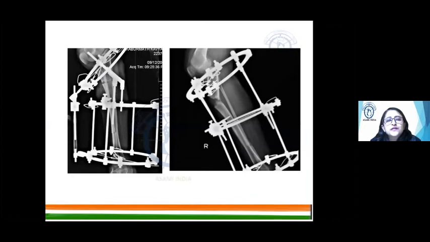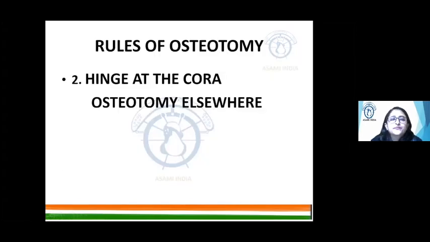So you can see I have placed the hinge axis at the CORA and also did the osteotomy at the CORA. So what I got was an opening wedge correction. So this is osteotomy rule 1. Coming to osteotomy rule 2.